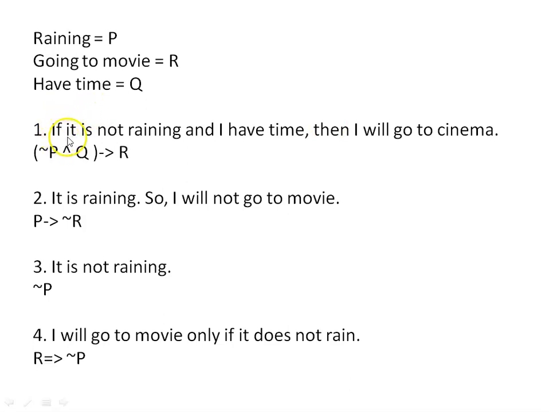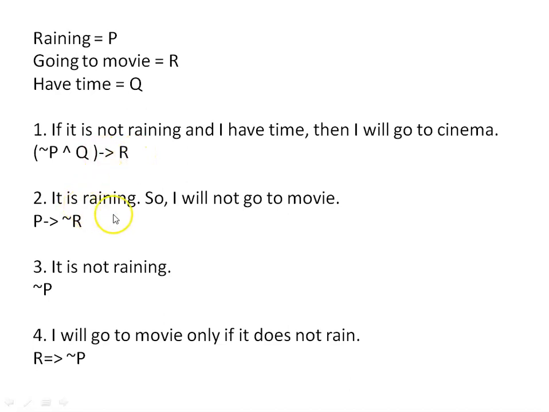So we have if it is not raining and I have time. So there is an and symbol between not raining and have time. So have time is Q and raining is P. So we have not raining, so negation of P and Q, and this together implies go to cinema, which is R. So we have negation of P and Q inside a bracket implies R.